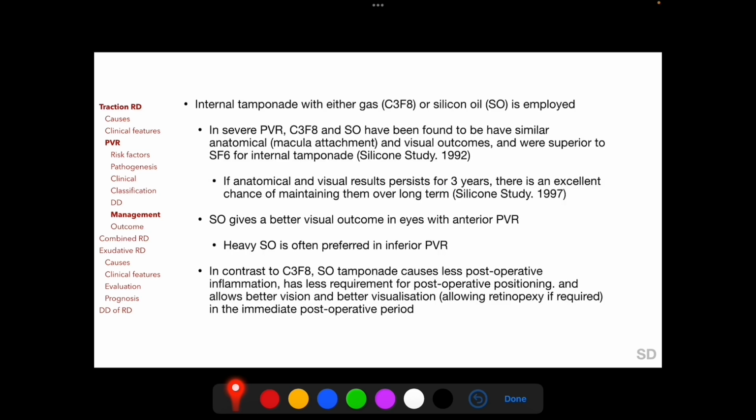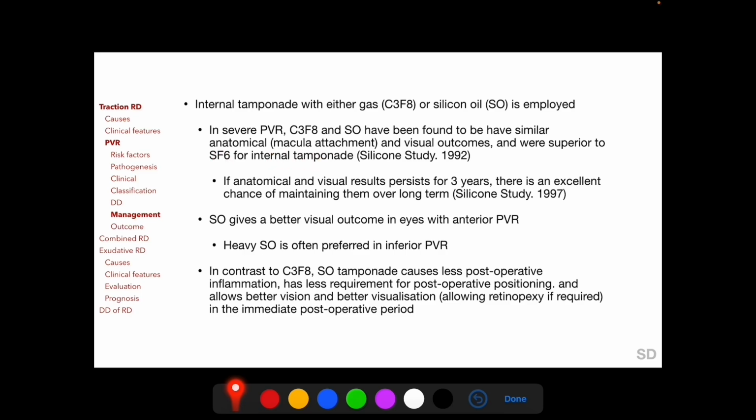At the end of the procedure, internal tamponade with either perfluoropropane gas or silicone oil is employed, and the Silicone Study found that in eyes with severe PVR, C3F8 and silicone oil have similar anatomical and visual outcomes, and both were superior to sulfur hexafluoride gas for internal tamponade.